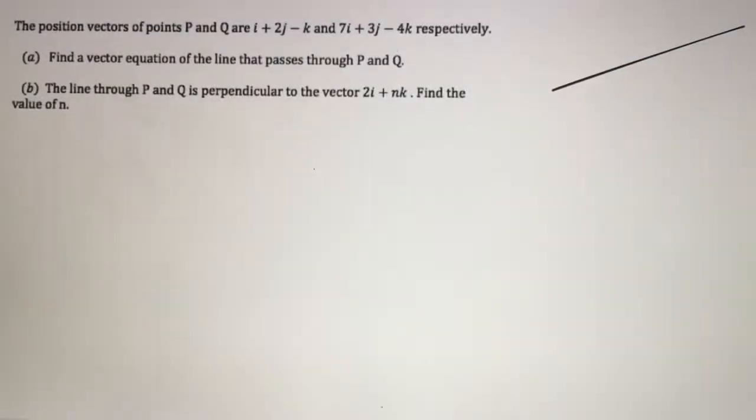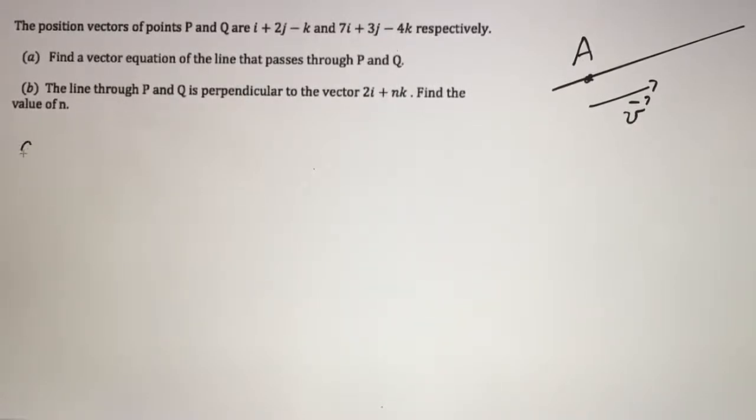The position vectors of points P and Q are i plus 2j minus k and 7i plus 3j minus 4k respectively. A. Find the vector equation of the line that passes through P and Q. Okay, so in order to find the vector equation of a line, what I need is a point that the line passes through and a vector that gives a direction.